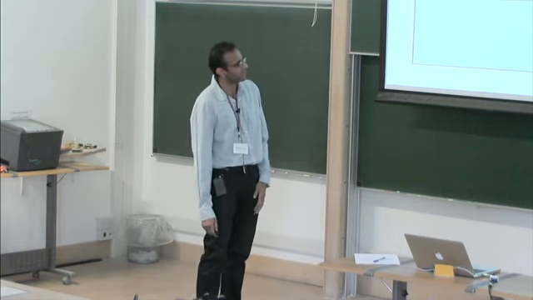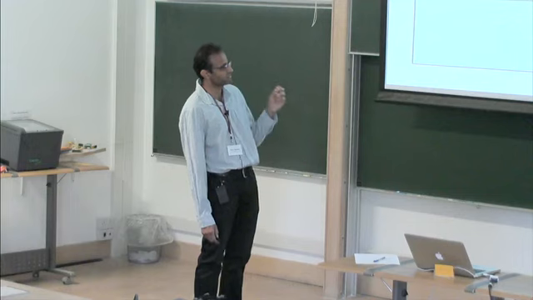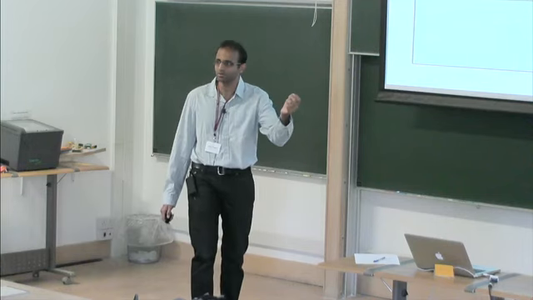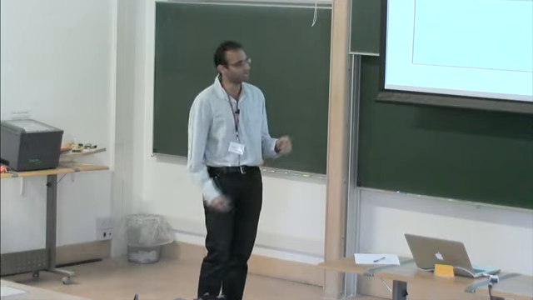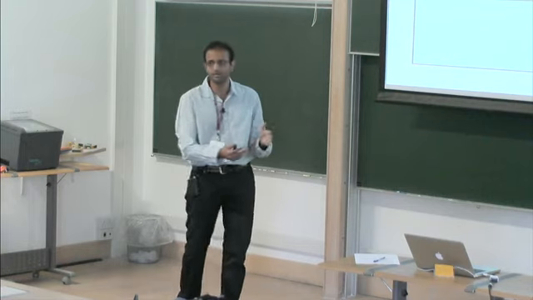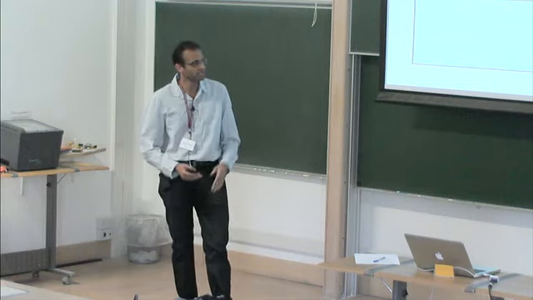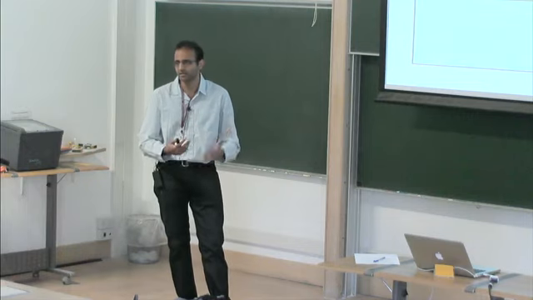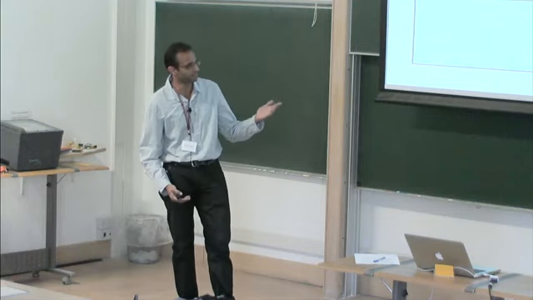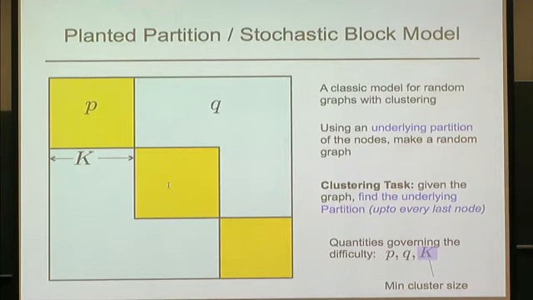Okay, and we'll be interested in the case where you want to find the partition up to every last node. But an alternative objective could be where you partition most of the nodes, but those two differ by a log n factor in terms of the various quantities of interest. Okay, so what are the quantities governing the difficulty of this problem?